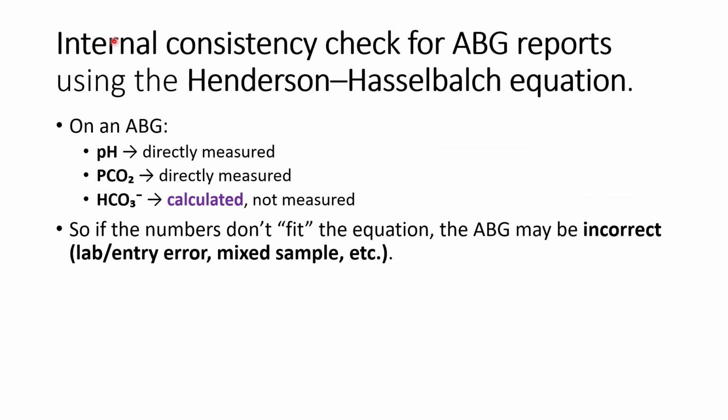Before you read any ABG report, you have to check whether the ABG report is correct or whether there is some error in it. Because if you try to interpret an erroneous report, it will lead to a wrong diagnosis. The ABG machine directly measures your pH and PCO2, but the bicarb is calculated and not measured. That is the reason that sometimes there can be errors, and if the numbers don't fit in the equation, the ABG may be incorrect. It could be due to a mixed sample, some entry error, some air bubble inside it, or use of too much heparin.